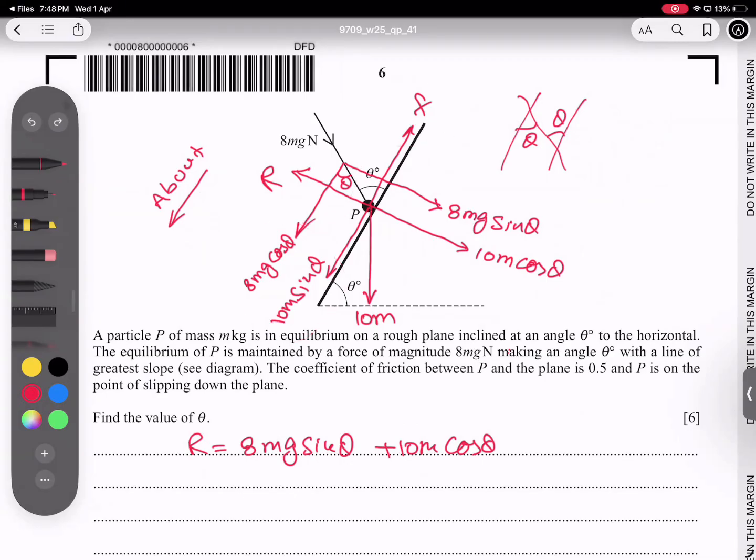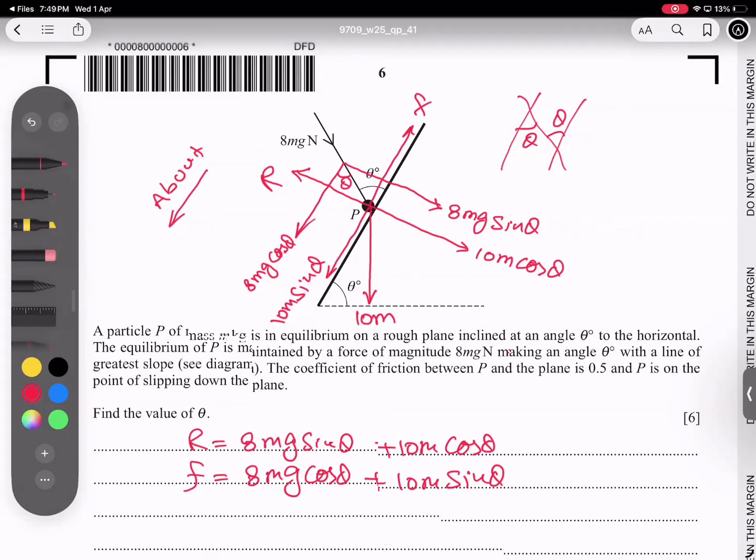So I can say here F is equal to what? 8 mg cos theta plus 10 m sine theta. Okay, let me check. Here it is m only, as m into 10. Correct. Okay, 10 mg. Okay, all clear. So I have done up till here. Now I will connect them.